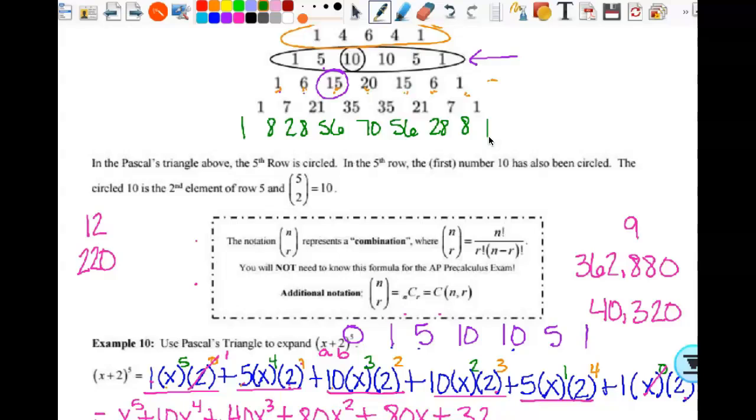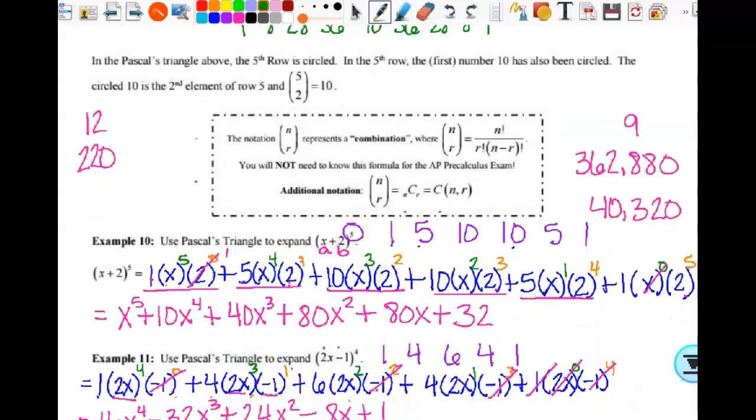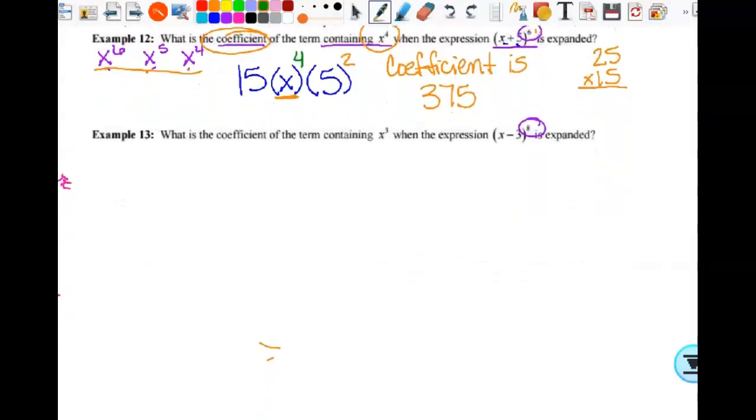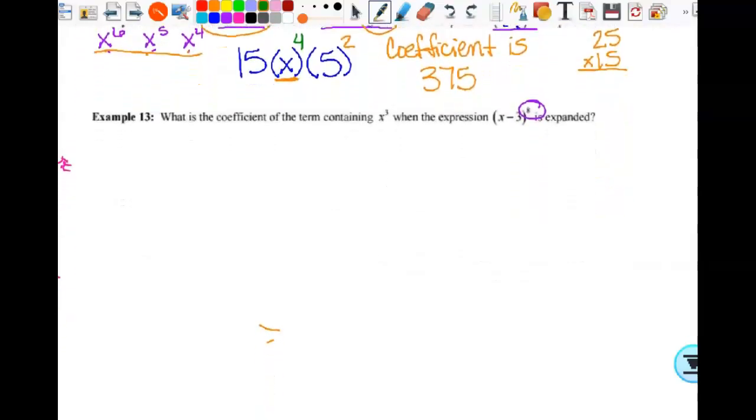And then I want you to see if you can figure out what number you're going to get out of that row. What do we want? We want the x cubed term.